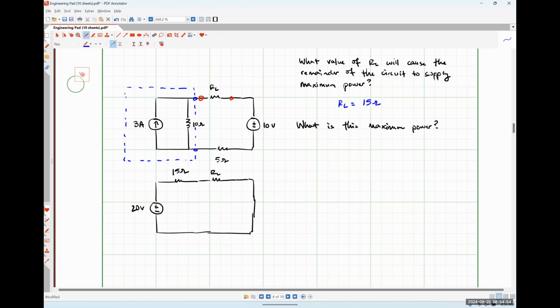What would the maximum power be? Literally just apply our equation. 1/4 Vs squared over Rs. So that'd be 1/4 times 20 volts squared over 15 ohms. I can't do that in my head. 400 over 60. 20/3 of a watt, or for you guys that like decimals, 6.667 watts.